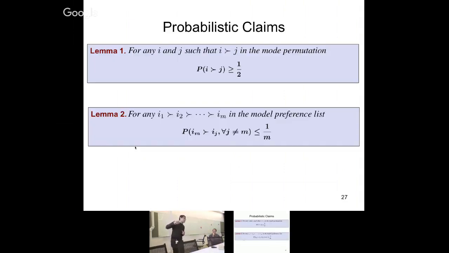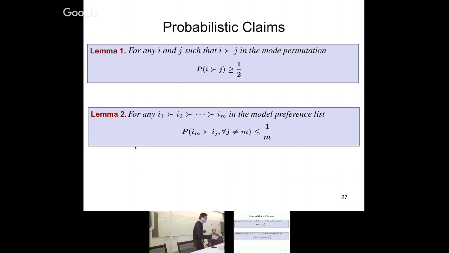The algorithm depends on the following probabilistic property about the model: if you look at any two products, i and j, such that i was better than j in the mode, i was more preferred to j in the mode, then the probability that i remains preferable to j is at least half. This is an easy argument for Mallows.